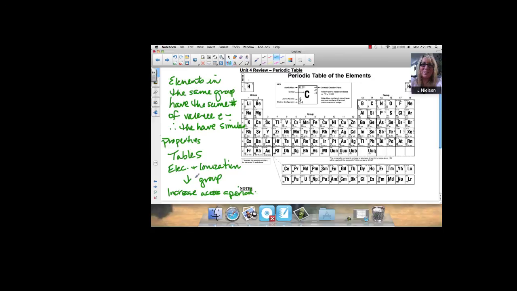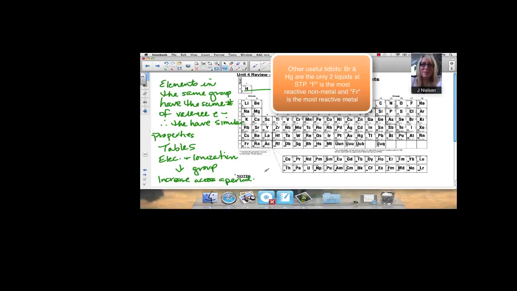Electronegativity decreases as we go down a group, again because the more principal energy levels you have, the further the nucleus is from electrons that are in a bond. So the bigger the atom you are, the harder it is to have an attraction for another atom's electrons. Atomic radius increases down a group because you are adding principal energy levels.